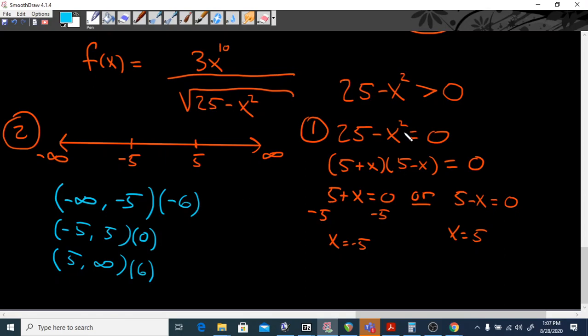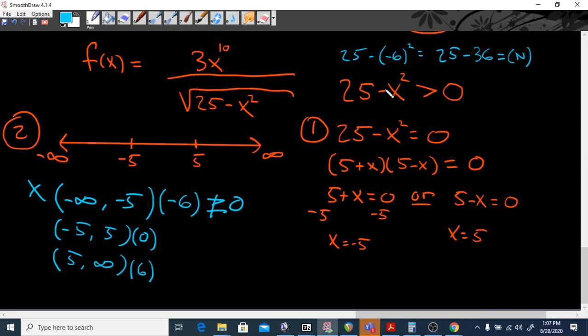If I plug negative 6 in here, I'm going to have 25 minus negative 6 squared, which is 25 minus, and then negative times a negative is going to be a positive 36. And of course, that's going to give me a negative number for sure. So this is not greater than 0. So this one does not come with us.